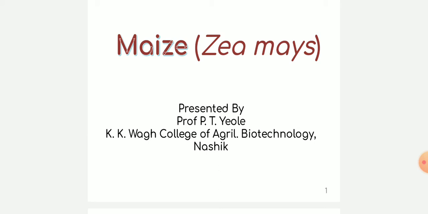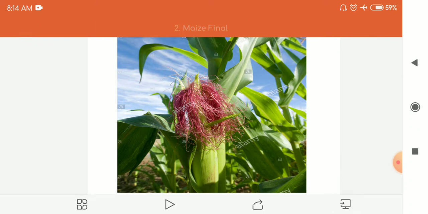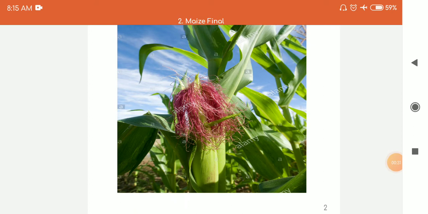Today we will discuss the breeding of maize crop. The botanical name of maize is Zea mays. You see on the slide an image of corn. This is the image of corn.